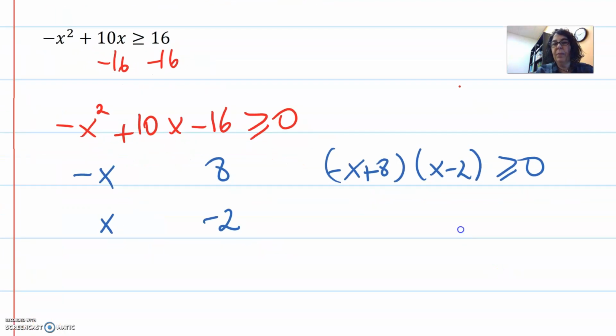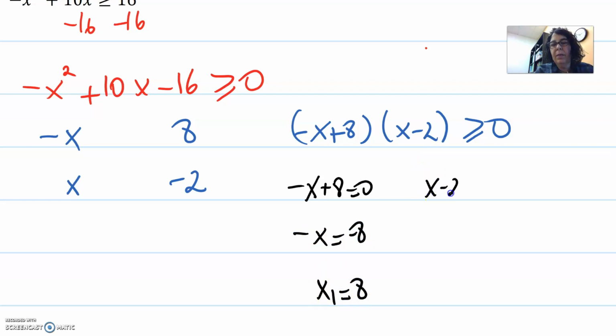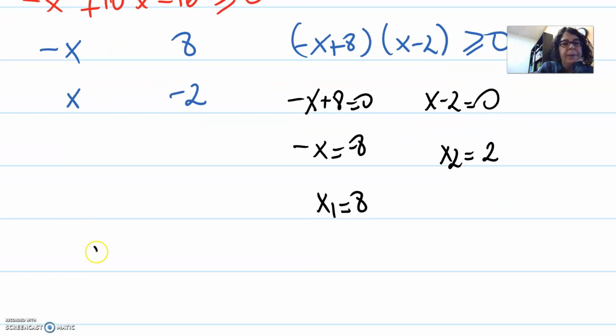All right, so I'm going to go with the sign chart. Find the roots: negative x plus 8 equal to 0, negative x equals negative 8. The first root will be equal to 8. x minus 2 equals 0, the other root will be 2. Now, after you found the roots, you can go with either the graphical or the sign chart. I will start with the sign chart first.